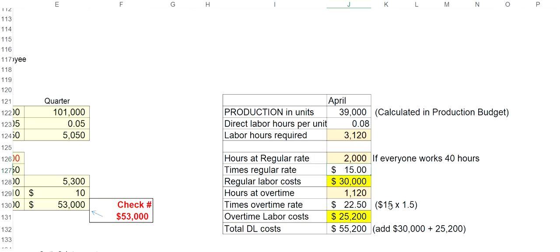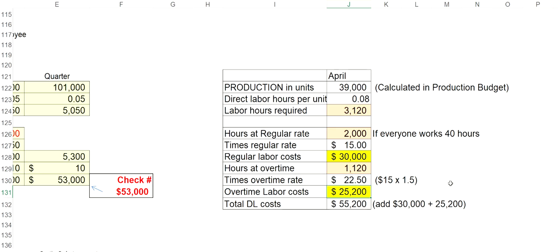Now, if they worked 3,120 hours, anything over 2,000 hours, they get overtime pay for. The regular rate is $15. $15 times 1.5. The overtime rate is $22.50. How many hours of overtime did they work? 3,120 minus the 2,000 regular pay. 1,120 was overtime. 1,120 times 22.50. Overtime is 25,200. Next, I'll add the two numbers I have highlighted in yellow. 30,000 regular pay plus 25,200 overtime is 55,200.